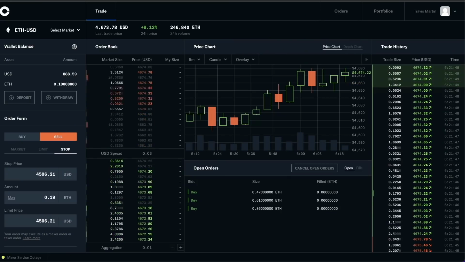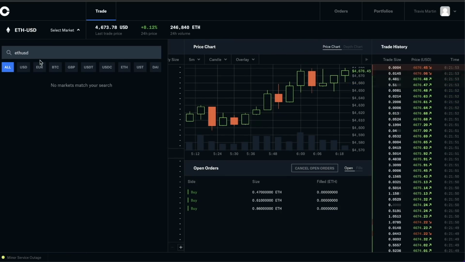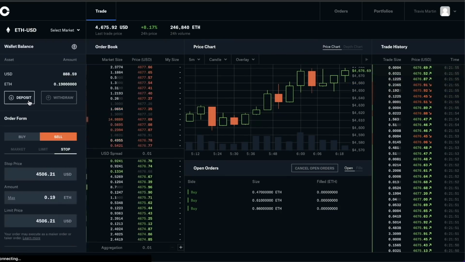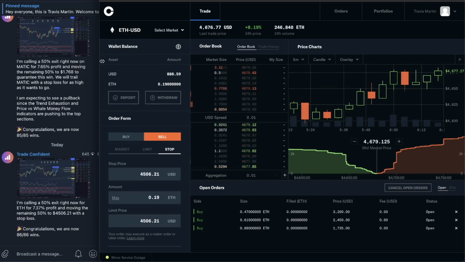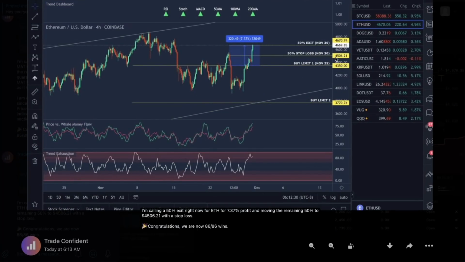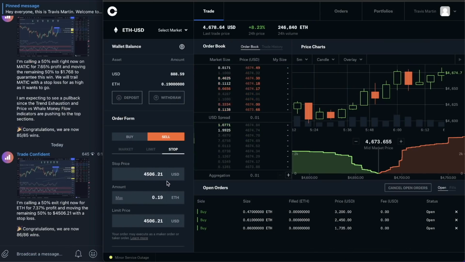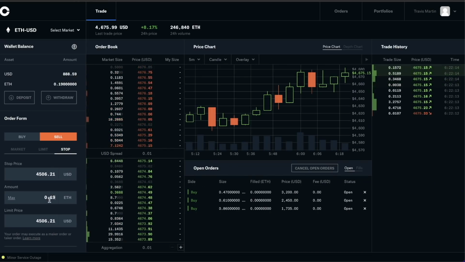So we're going to open Coinbase, and this is the live account here. I'm going to navigate over here to Ethereum USD, which I was already on, but we're just going to do this again. So Ethereum USD, and then we're going to do sell stop, and I want to make sure that I'm coming over here and I'm looking at the price that I called out. This is the exact same thing you guys are going to do. So 450621. Stop price 450621. I'm going to sell, and I'm going to take this away.